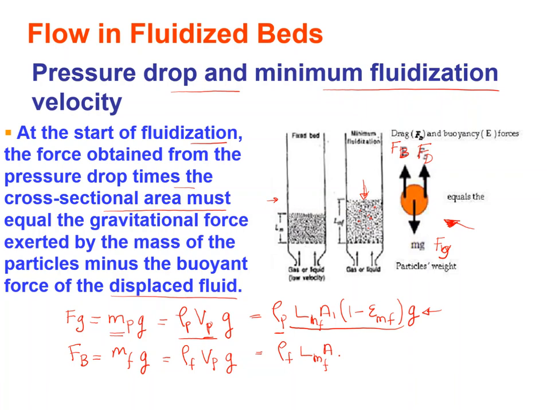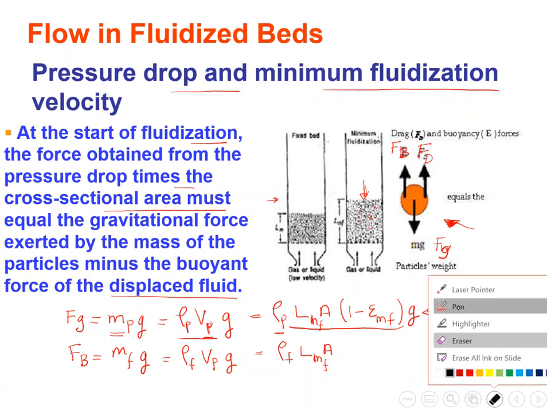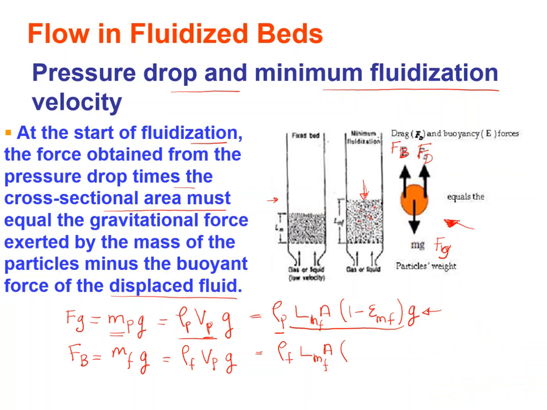Okay, so this is A1, or I can call it just A. I can erase this one so as not to confuse you. Let me go back to this. This is now equal again to 1 minus epsilon minimum fluidization, and this is G. So this is the buoyancy force. The buoyancy force is the same as the gravity force, but it is applied on the fluid. This is why I replace the main differences: I replace the density of the particles with the density of the fluid.